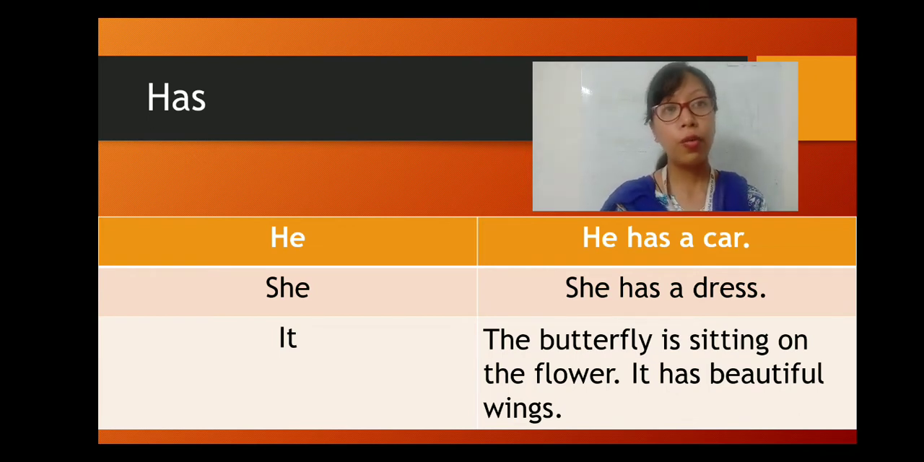Clear? I'm going to repeat it: when we don't know the gender of that person, animal, of that living being. Suppose the animal, we don't know whether the dog is a male or a female. So therefore, we are going to use it. In the same way, the butterfly, we don't know whether the butterfly is a male or a female. Therefore, we are using it here. The butterfly is sitting on the flower. It has beautiful wings. Clear?